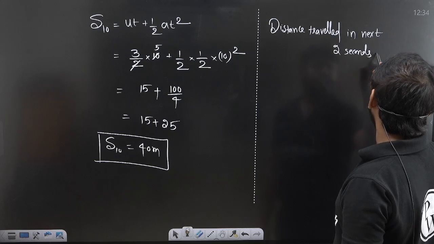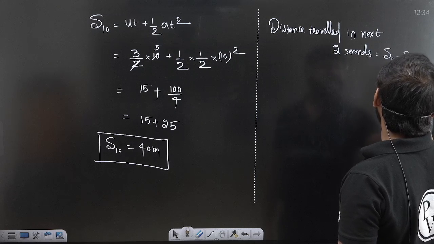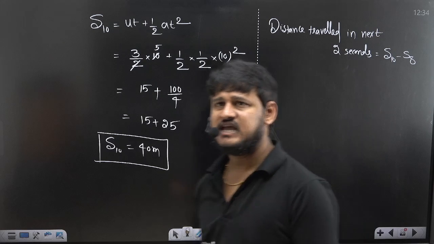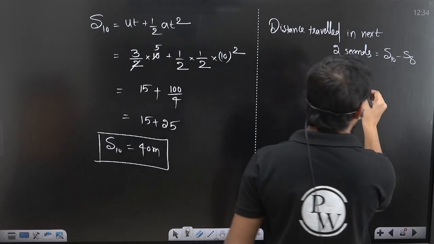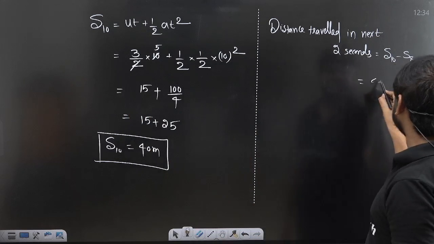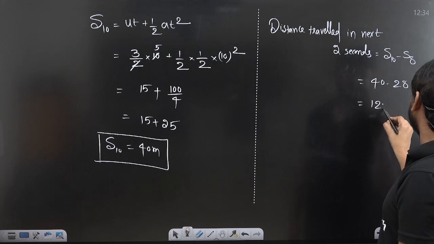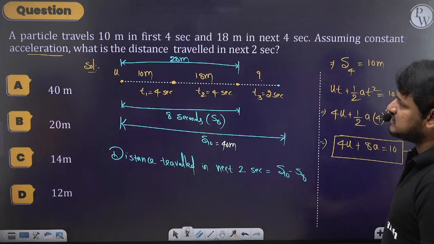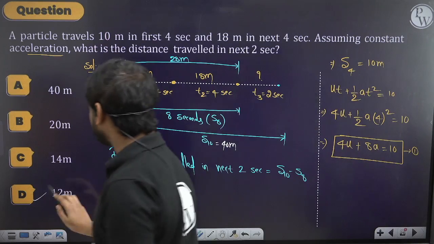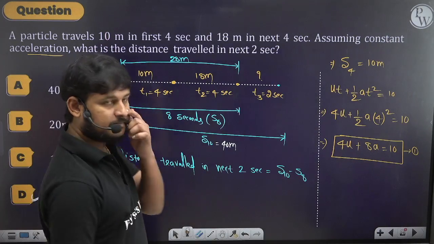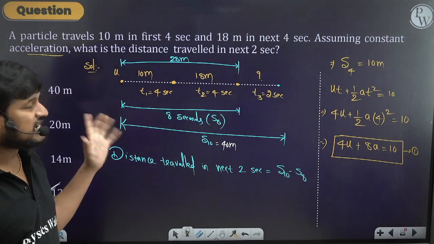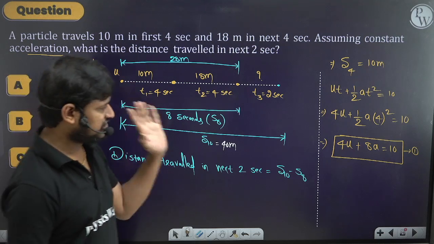will be equal to S10 minus S8. So what is S10? The distance traveled in 10 seconds, 40. The distance traveled in the 8 seconds is 28. So which is nothing but 12 meters. So in the next 2 seconds, it covers a distance of 12 meters. Option D. Understood the procedure, guys? Clear? Sure. So let's move further.